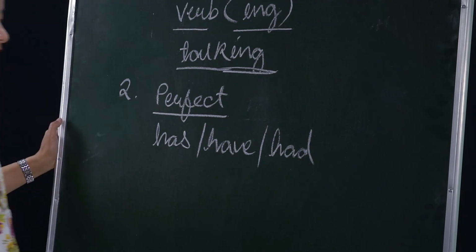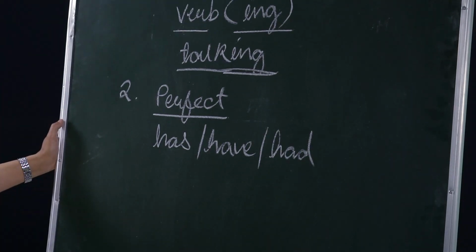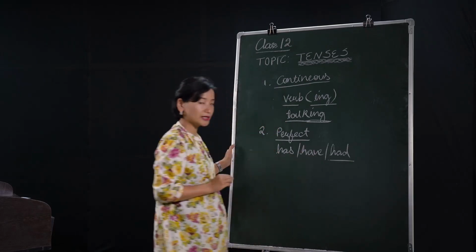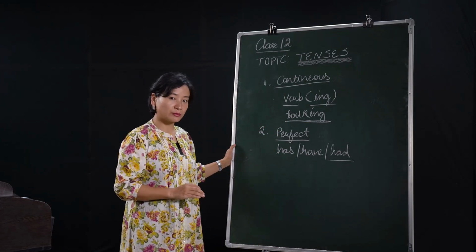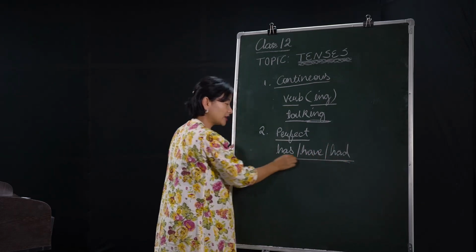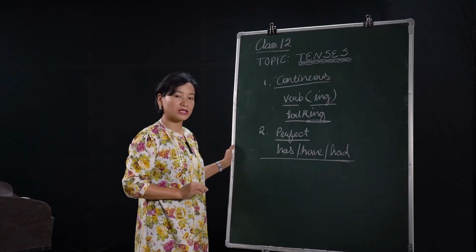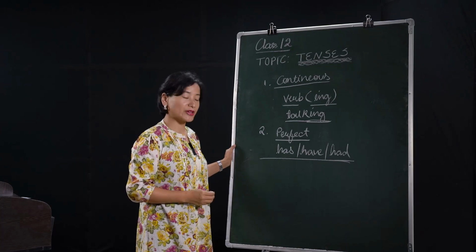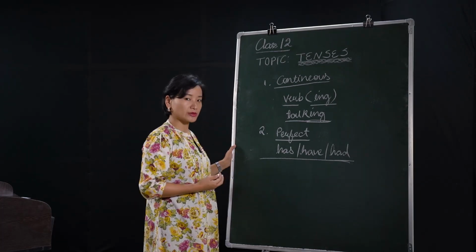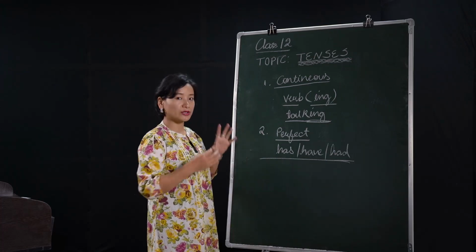So if I say I had my dinner, had indicates that the action already took place. So that is perfect tense. These helping verbs denote that it is in the perfect tense. So now we may be confused which one to use, whether it's in the present or in the future.